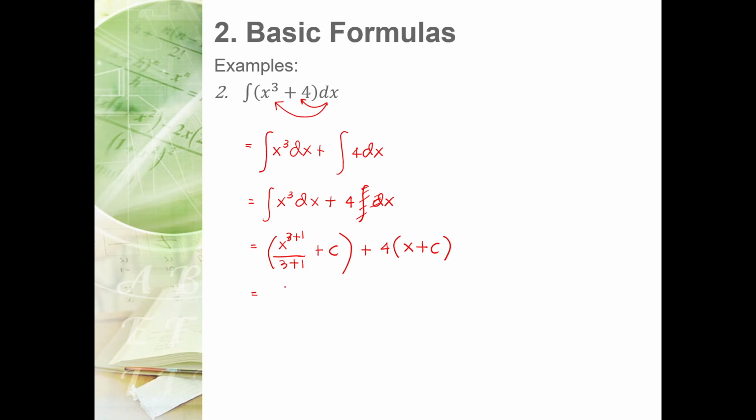Okay, so the resulting equation will be x to the power 4 all over 4 plus c, then plus 4x plus 4c. So you can combine the two c's. So the final answer will be x to the power 4 all over 4 plus 4x plus c. So that's your final answer.